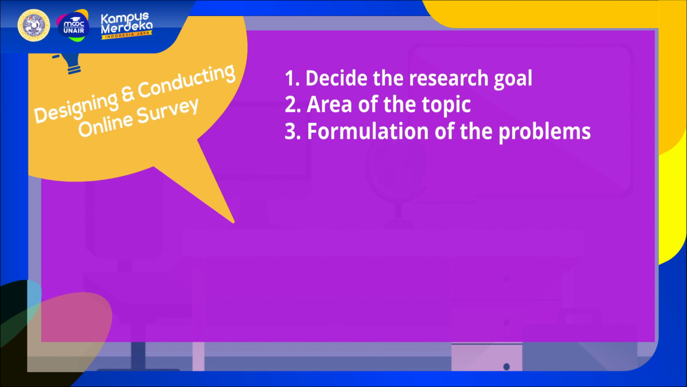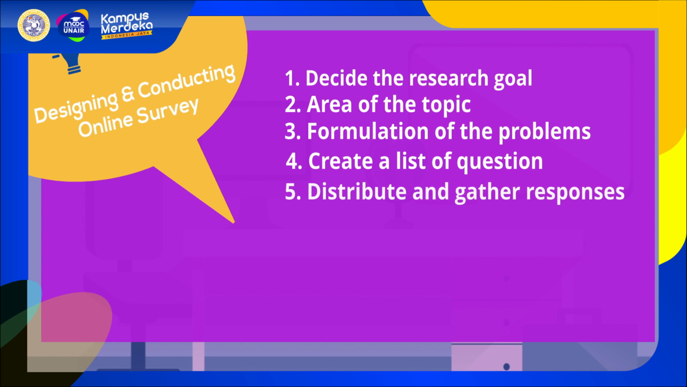Number 3, we have the formulation of the problems. Here, we need to find several research questions and then find the respondents that really match up with the problem and the research question. Number 4, we have create a list of questions. Yeah, as researchers, we need to create a lot of questions in order to find out the answers to the problems that we have.